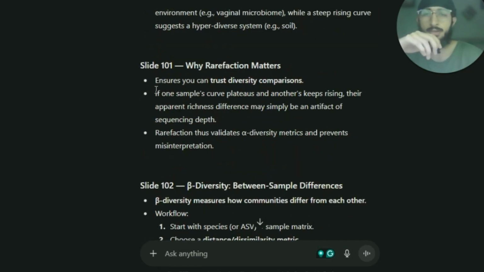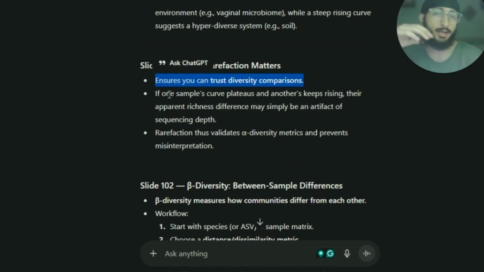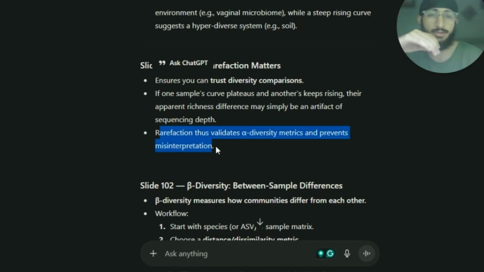Now, why does rarefaction matter? It ensures that we can trust diversity comparisons. If one sample's curve plateaus and another's keeps rising, their apparent richness difference may simply be an artifact of sequencing depth. Rarefaction thus validates alpha diversity metrics and prevents misinterpretation.